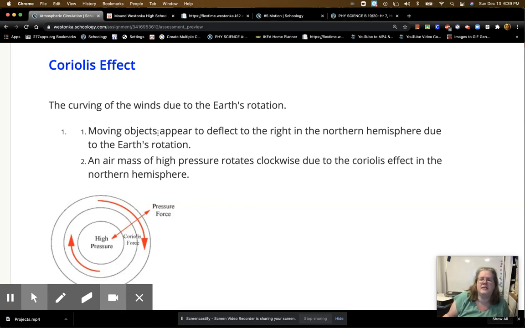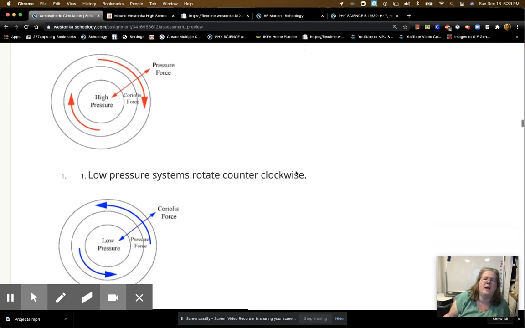And they get deflected. Moving objects appear to deflect to the right in the northern hemisphere due to the Earth's rotation. An air mass of high pressure rotates clockwise due to the Coriolis effect in the northern hemisphere, and low pressure cells rotate counterclockwise in the northern hemisphere. So this is the same as our deflection of our rotation on Earth.